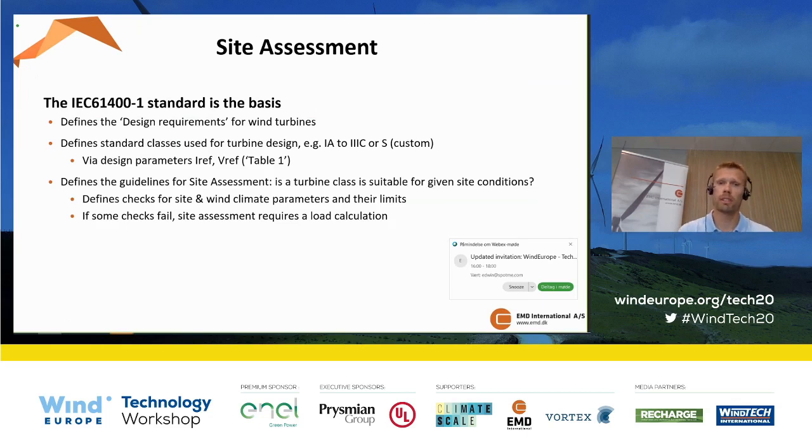If you read on in the standard, you'll get to Section 11, which is where the guidelines for site assessments appear. This is basically the guidelines for how to determine whether a particular turbine class is suitable for a given set of site conditions. It defines a number of checks for the site and wind climate parameters and also the limits that they need to be within. And if you read a bit further on in the standard, you'll also read that if some of these checks fail, you need to do a load calculation, which is then defined in the following sections.